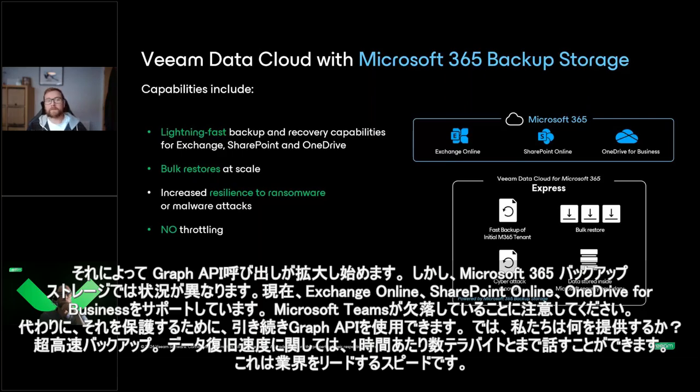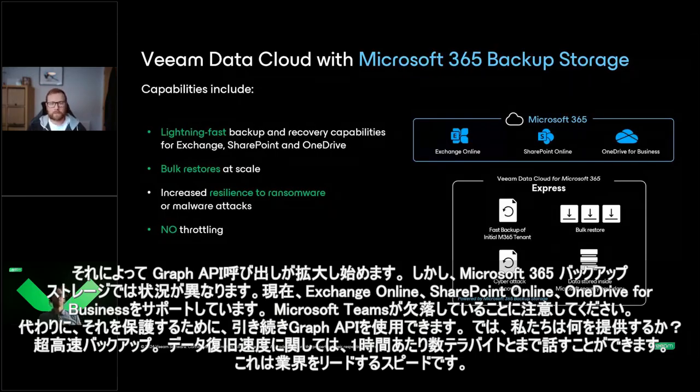But things are different with the Microsoft 365 backup storage. So at present, we support Exchange Online, SharePoint Online, OneDrive for Business. Quick call out there, notice that Microsoft Teams is missing. We're still using the Graph API to protect that instead.